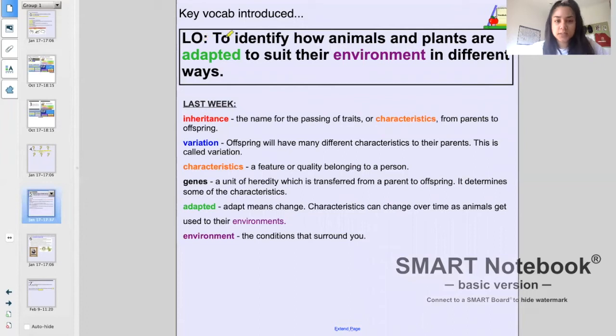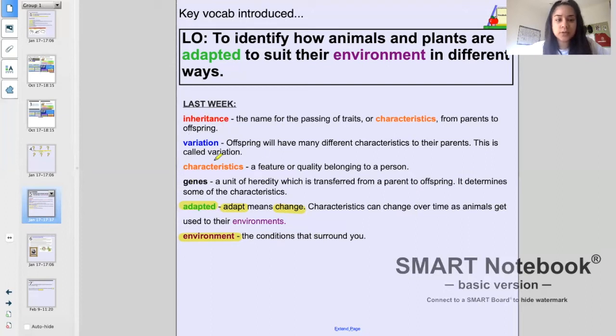So our learning objective is to identify how animals and plants are adapted to suit their environment in different ways. So let's have a look at adapted first, okay? Adapted comes from the root word adapt, which means change, okay? So characteristics can change over time as an animal gets used to their environment, okay? And that was something that we picked up on last lesson. Now, environment here is the conditions that surround you, okay? So anything that surrounds you is your environment. The conditions that surround you are your environment.